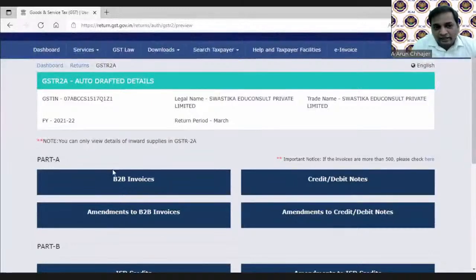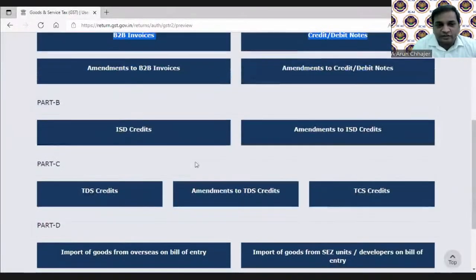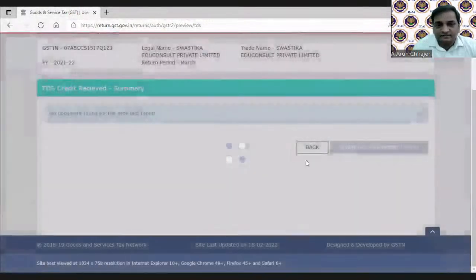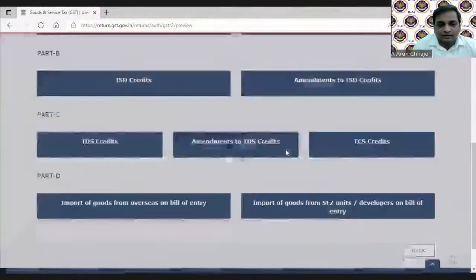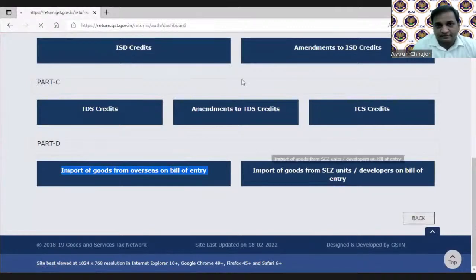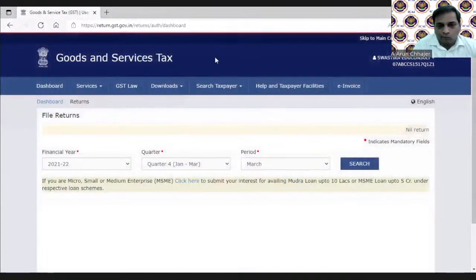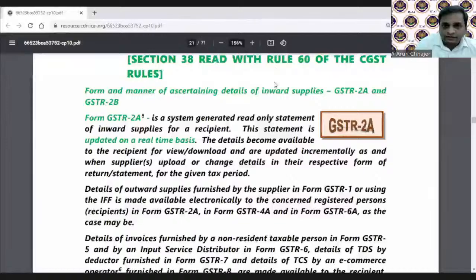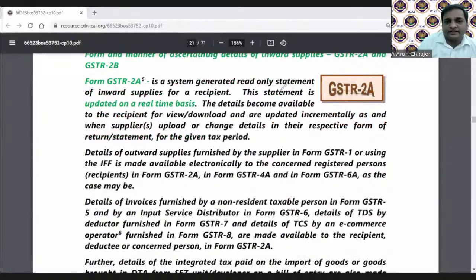The GSTR 2A will talk about B2B invoices, debit credit note, ISD credit, TDS credit, also import detail, etc. GSTR 2A is a system generated read-only statement of inward supply for a recipient. This statement is updated on real-time basis, meaning thereby the supplier files the GSTR 1 whether within due date or after the due date, the respective tax period GSTR 2A would be updated.